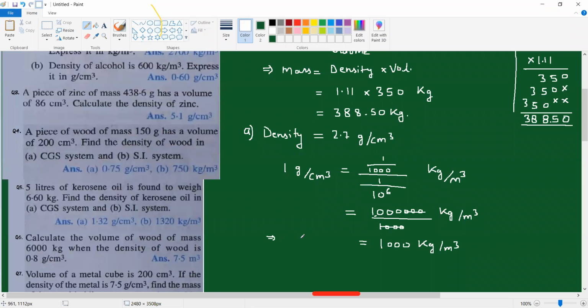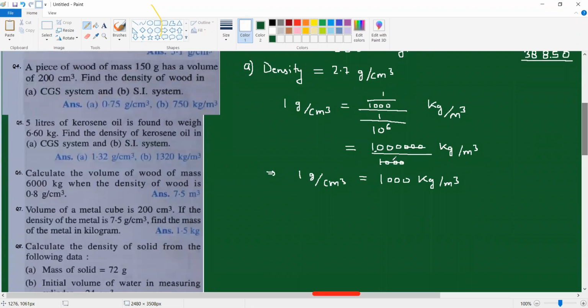So what we have got is 1 gram per centimeter cube. For 2.7 gram per centimeter cube, you have to multiply it with 2.7. So 2.7 gram per centimeter cube will be equal to 2.7 multiplied by 1000 kg per meter cube. So it will be equal to 2700 kg per meter cube. This is the answer.